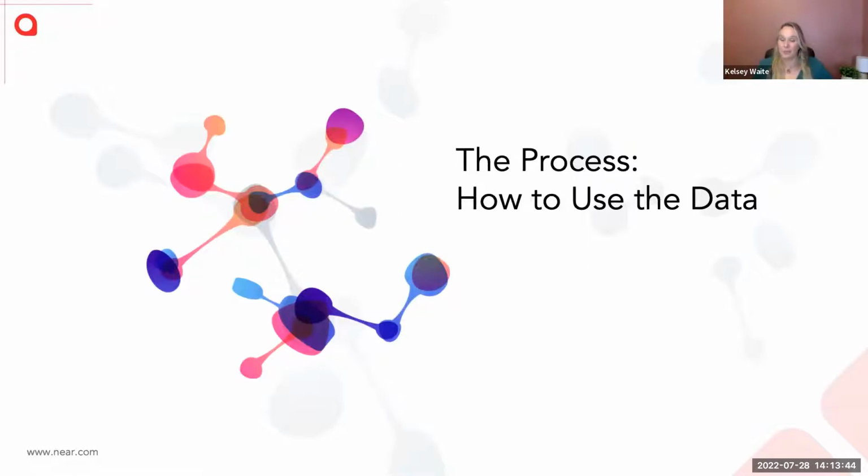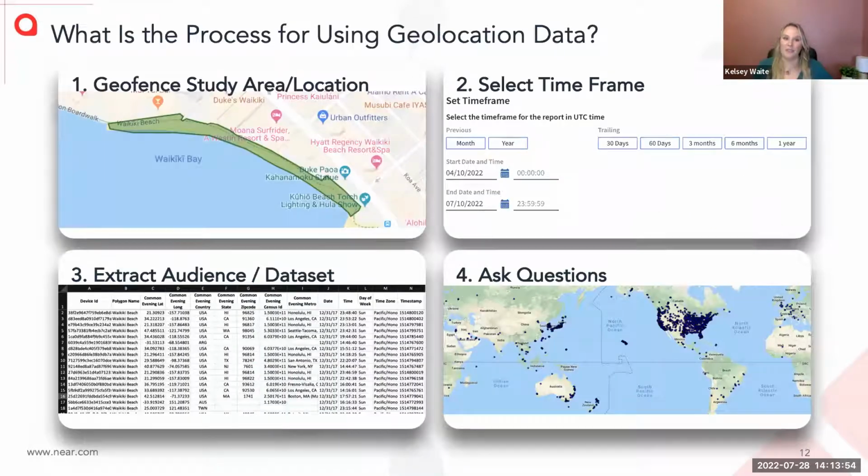And now for the process. So how to use the data, how are we actually getting the data for your location, for your questions? First, we geofence the study area or location. This can be your whole destination, it can be an MSA, your central business district, a whole county, whatever it is that you are wanting to look at on a wide scale, but then we can also look at certain points of interest. So if there is a downtown square that you want to look at, or a convention center.